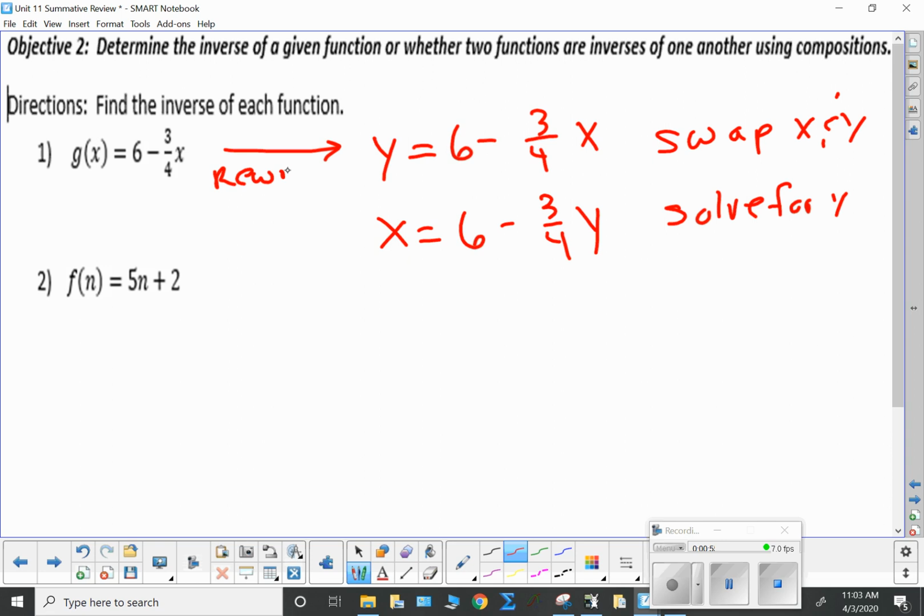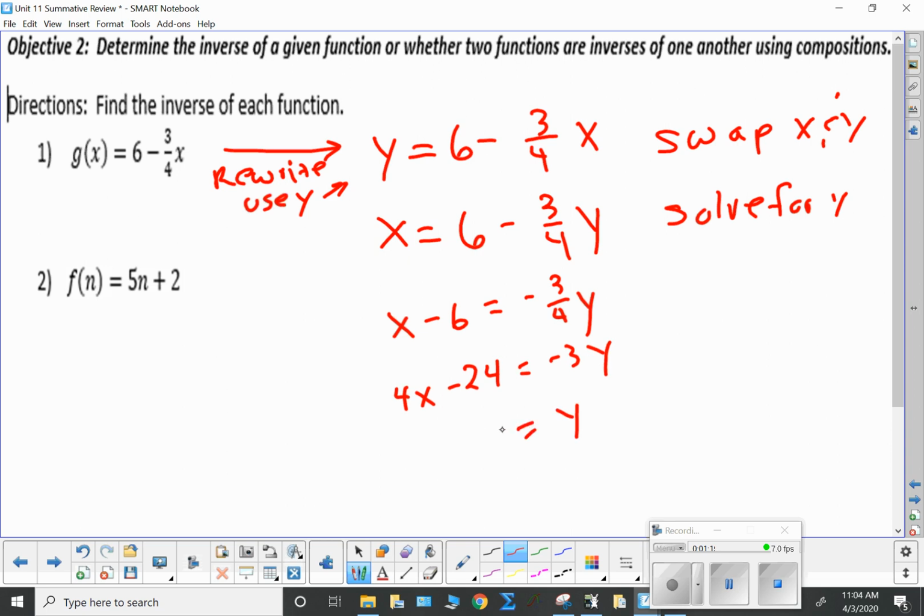Here I just rewrite using y. So now I'm going to subtract 6 from both sides. And I'm going to multiply both sides by 4, remembering that you've got to distribute that 4. And then I'm going to divide both sides by -3. Plus 8.